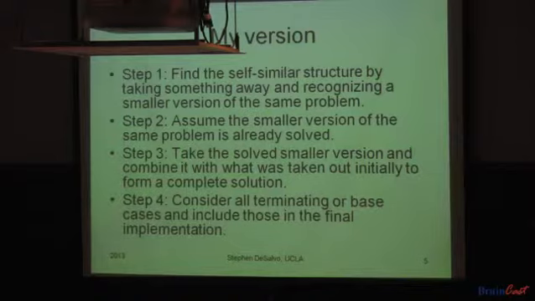My version. Oh, this ought to be interesting. Okay, let's see. Find the self-similar structure by taking something away and recognizing a smaller version of the same problem. Step 2, assuming the smaller version of the same problem is already solved, or just assume it's already solved. Step 3, take the solved smaller version and combine it with what was taken out initially to form a complete solution. Step 4, I guess I took step 2 and turned it into 2 and 3. And I considered the previous step 4 to be obvious.